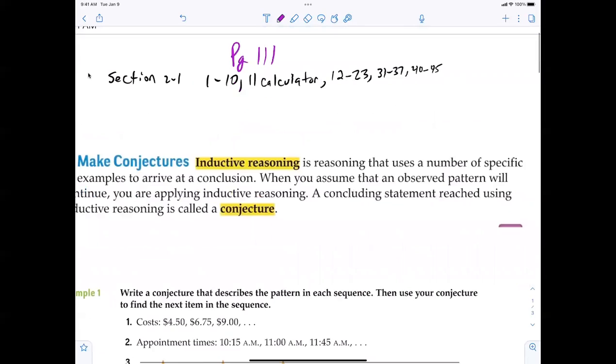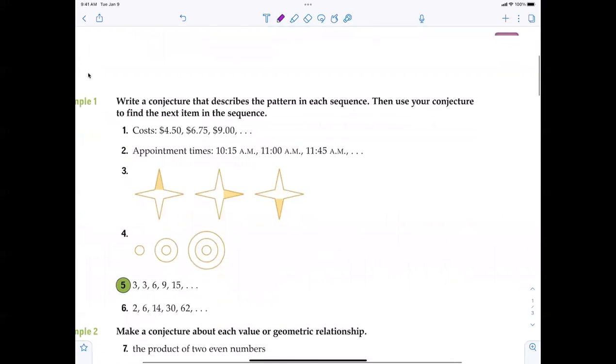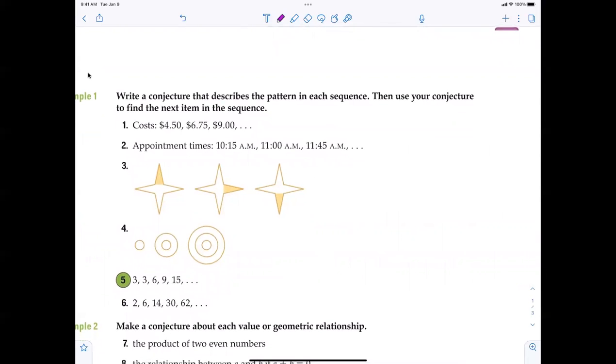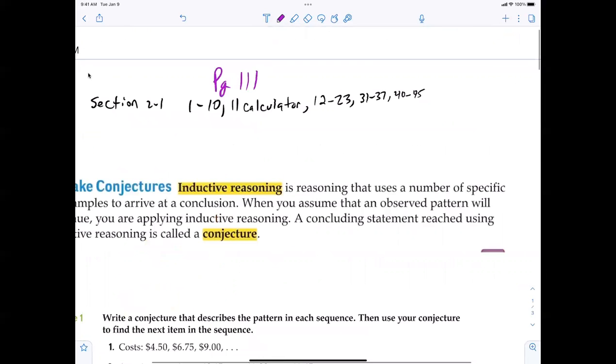Let's take a look. Again, guys, should be relatively easy day. It's really just 1 through 23, and then 31 to 37, and then 40 to 45. All right, now we can start. Here we go.